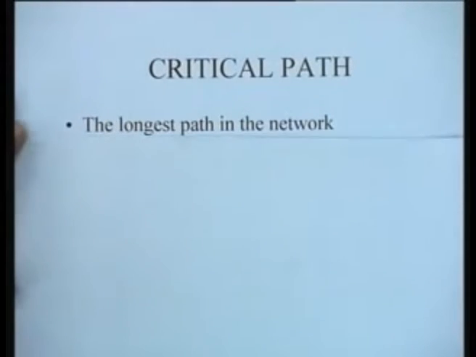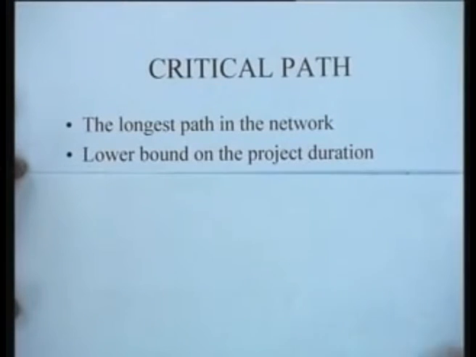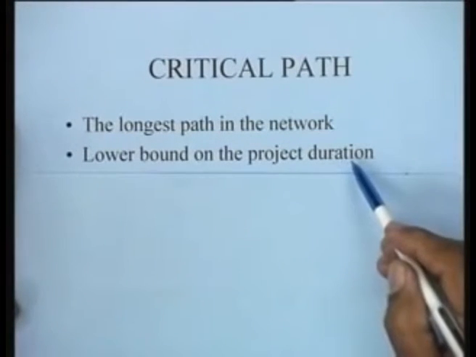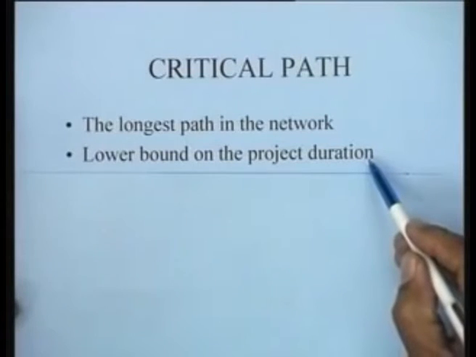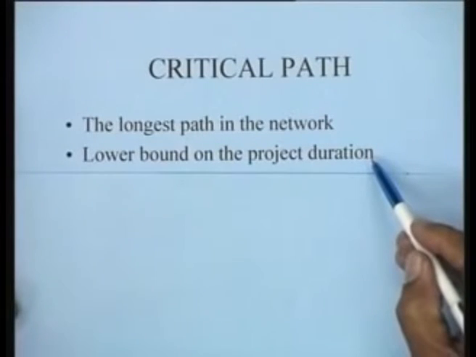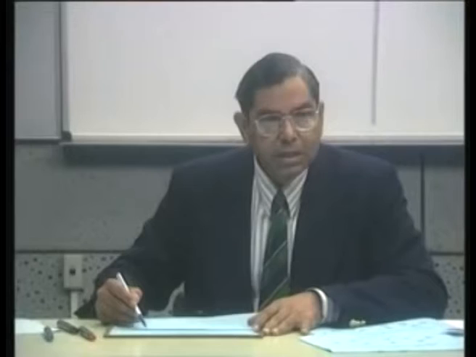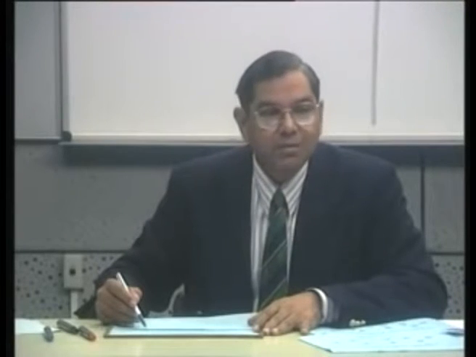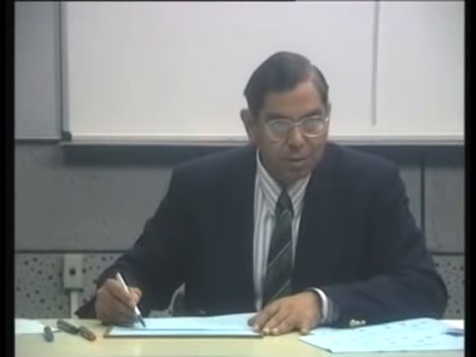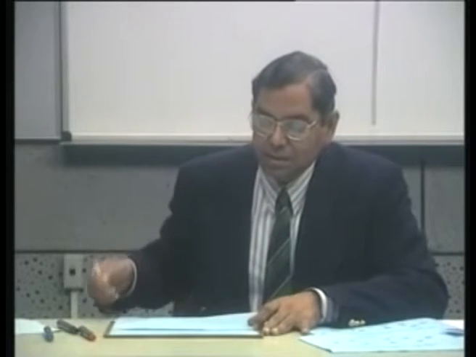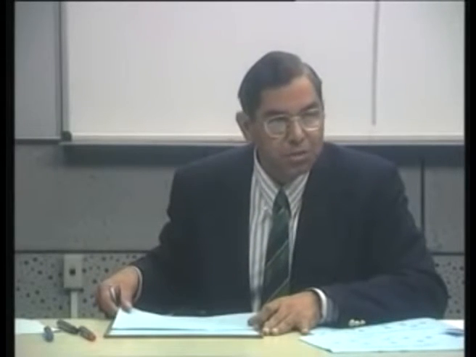It has therefore an interpretation: the critical path is a lower bound on the project duration, that the project cannot be accomplished in a time smaller than the length of the critical path. The project may take longer, but this is the minimum possible duration of the project.